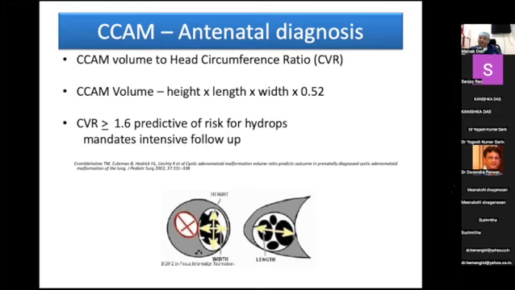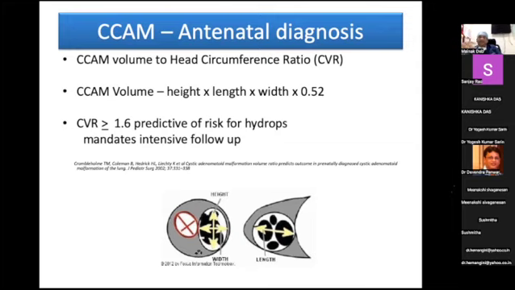So this ratio is a calculation of the CCAM volume, which is measured by the standard ultrasonological technique of measuring the height, the length, and the width of a sphere or an ellipsoid lesion and multiplying it by 0.52. That volume obtained is compared to the head circumference, and a CVR greater than 1.6 is the single most important predictive risk for hydrops.